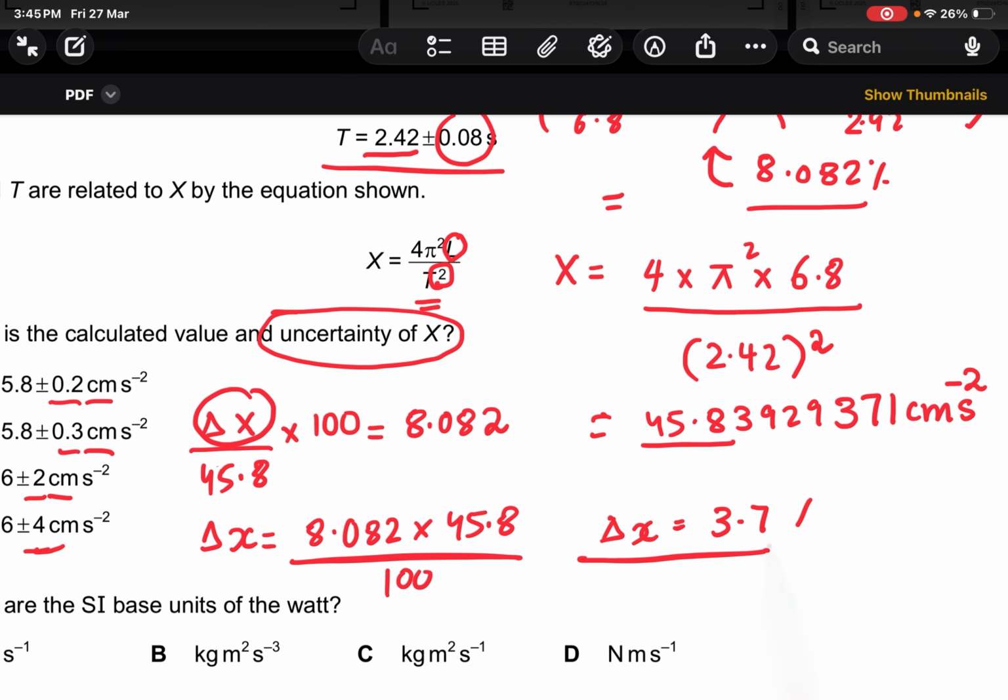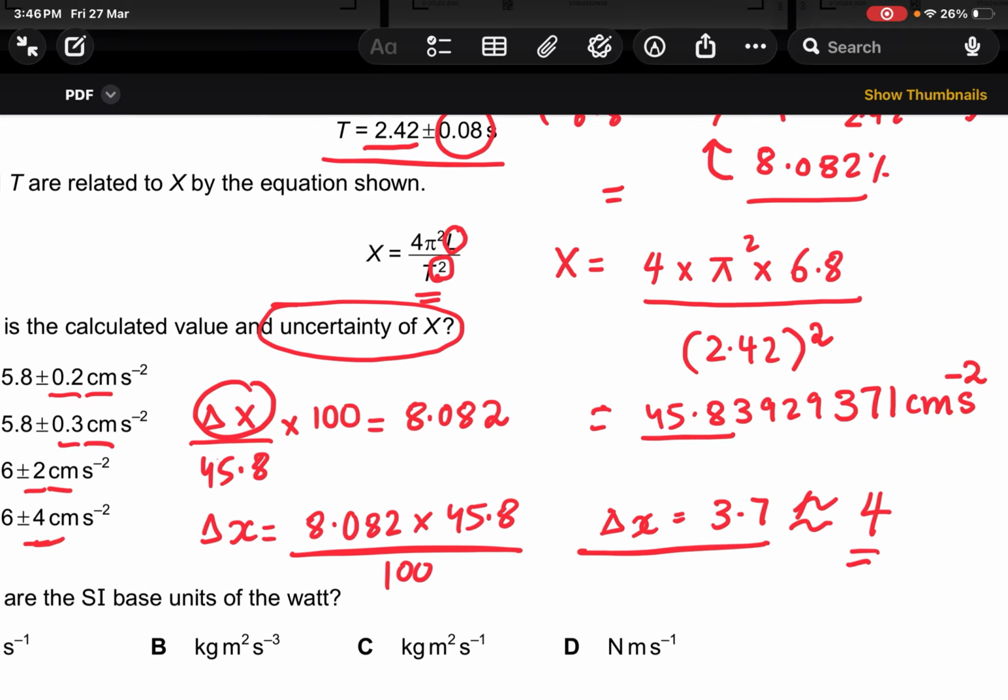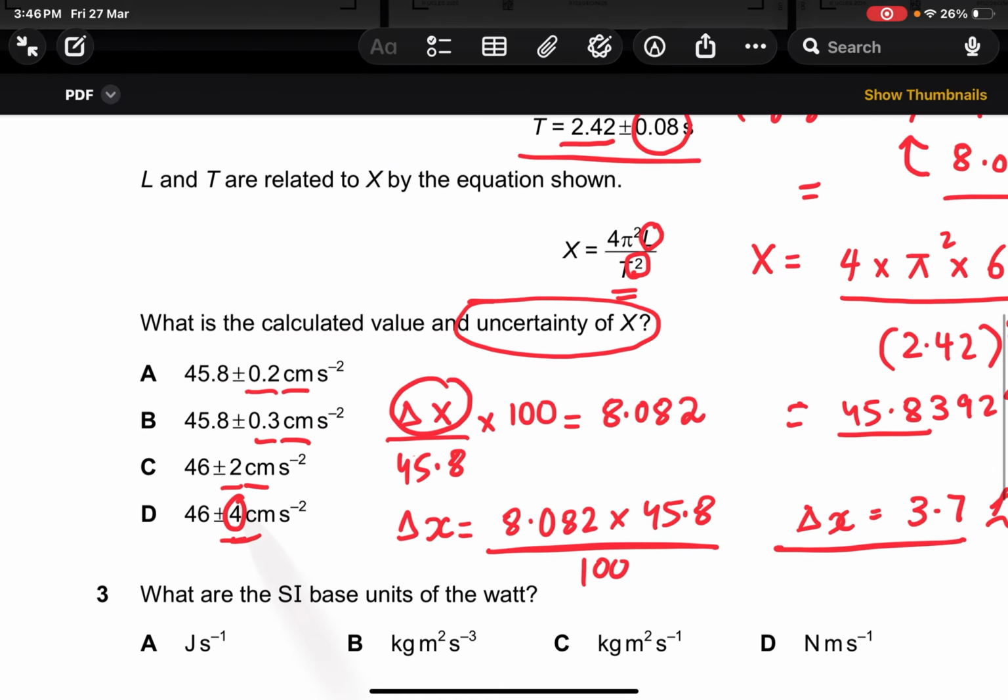3.7. Now I know that my percentage uncertainty is always written to one significant figure. Don't forget this. And my uncertainty is also always written to one significant figure. So I'm going to round 3.7, which comes out to be 4. So my uncertainty is going to be 4, and the value of x is also written to the number of decimal places of the uncertainty.